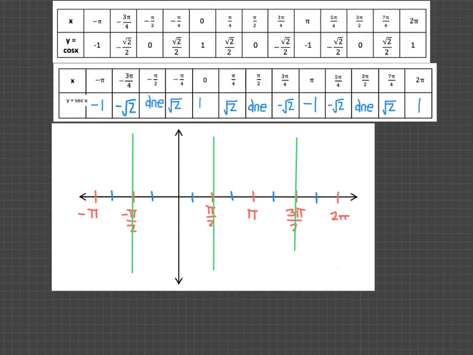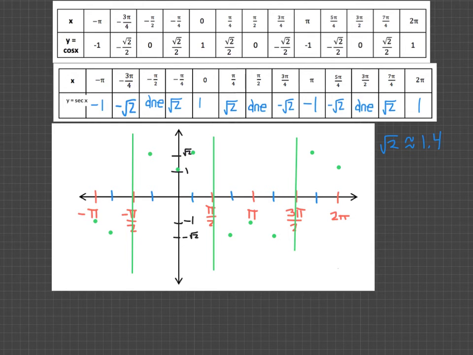Let's plot the other points now. At negative pi, function value is negative 1. At negative 3 pi over 4, function value is negative square root 2. At negative pi over 4, function value is square root 2. At 0, function value is 1. At pi over 4, function value is square root 2. At 3 pi over 4, function value is negative square root 2. At pi, it's negative 1. At 5 pi over 4, it's negative square root 2. At 7 pi over 4, it is positive square root 2. And at 2 pi, it is 1.